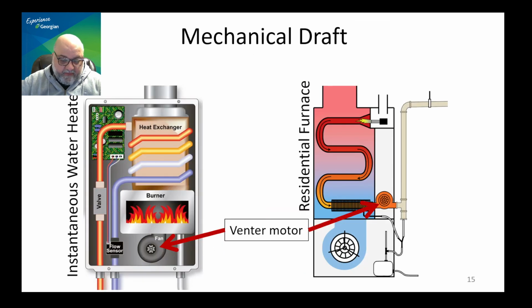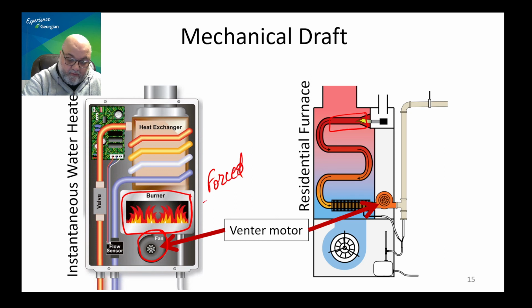So mechanical draft has two types. One is called an induced draft, one is called a forced draft. Here are two examples. The definition of forced draft and induced draft depends on the combustion chamber. If you are upstream of the combustion chamber, like this one, you are called a forced draft, because you're forcing draft into the combustion chamber.